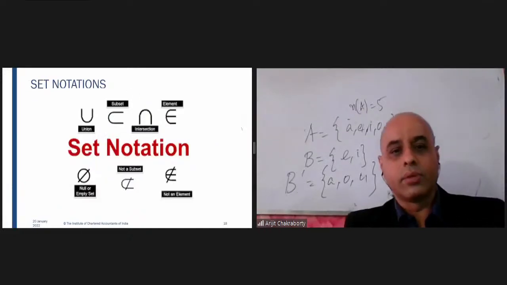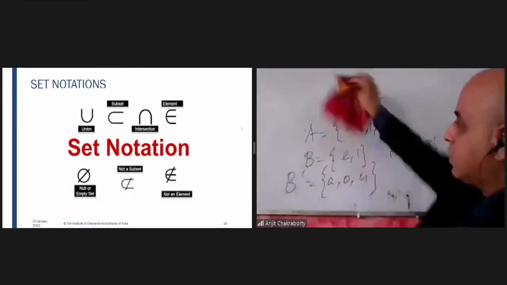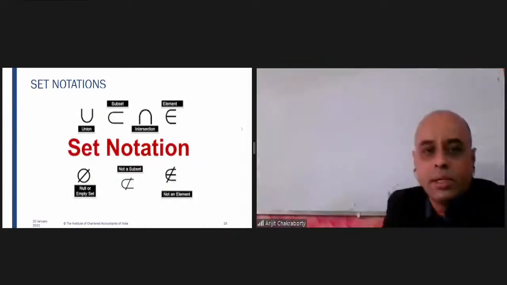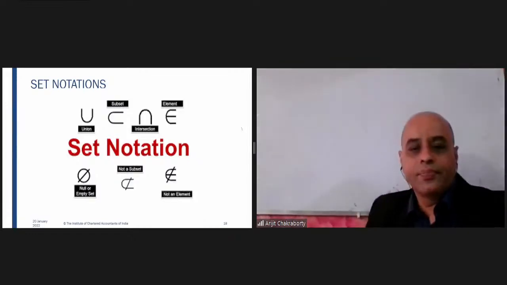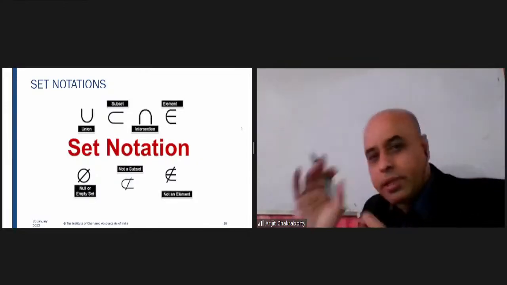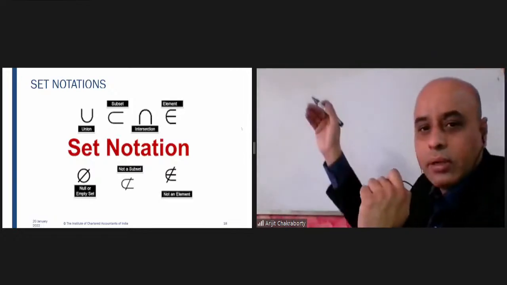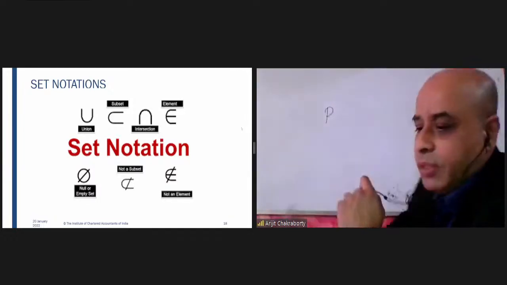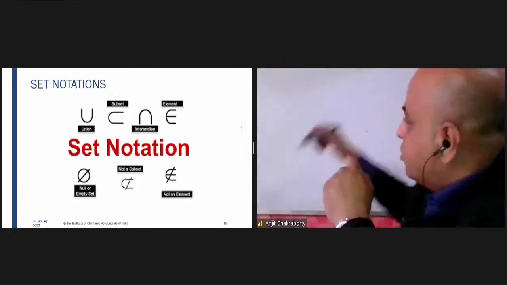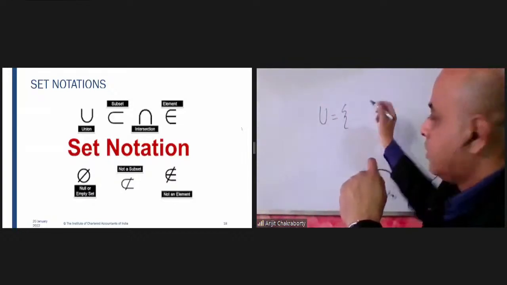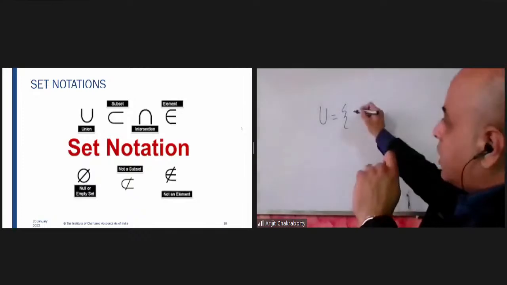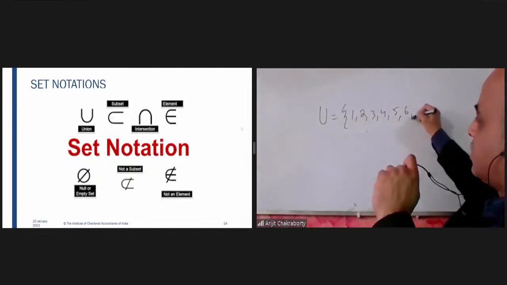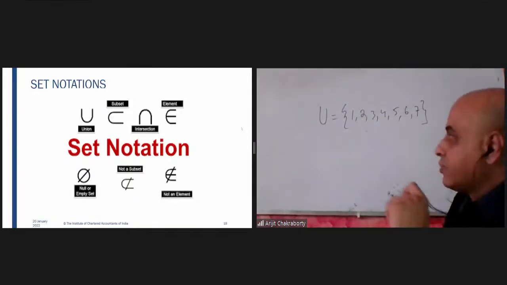Now let us see the set notations. Very simple notations. You might get some questions on sets with some notations. So you can see the notations. I will take a complete example now. We will learn all these symbols in one example. So I am taking a set U, the universal set, and the set is {1, 2, 3, 4, 5, 6, 7}. Fine. This is the universal set we are taking.